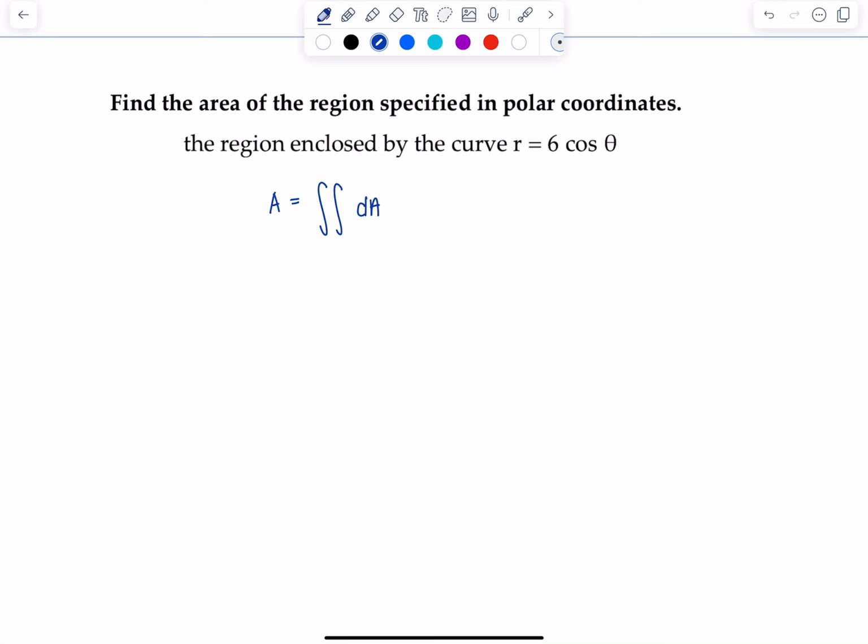So count up how many actual little integrals there are. That will tell you about the dimension. So there's 2 of them. That's a double integral. 2 dimension means I have an area.